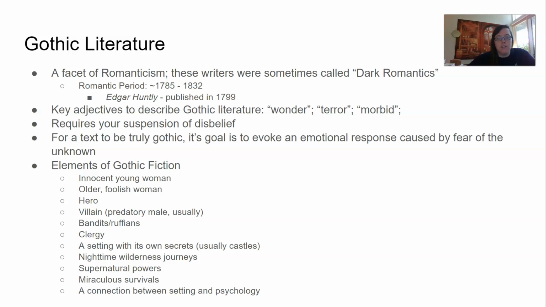Sometimes our writers, like Charles Brockden Brown, for example, are called the Dark Romantics. So again, we're talking about Gothic lit, we're talking about Romanticism, and there's this blend there, and I think that's where Dark Romanticism comes from.